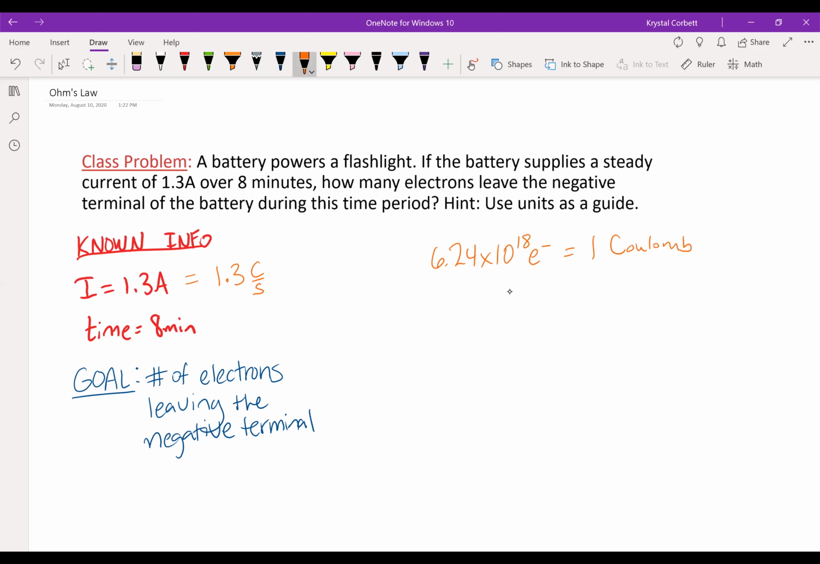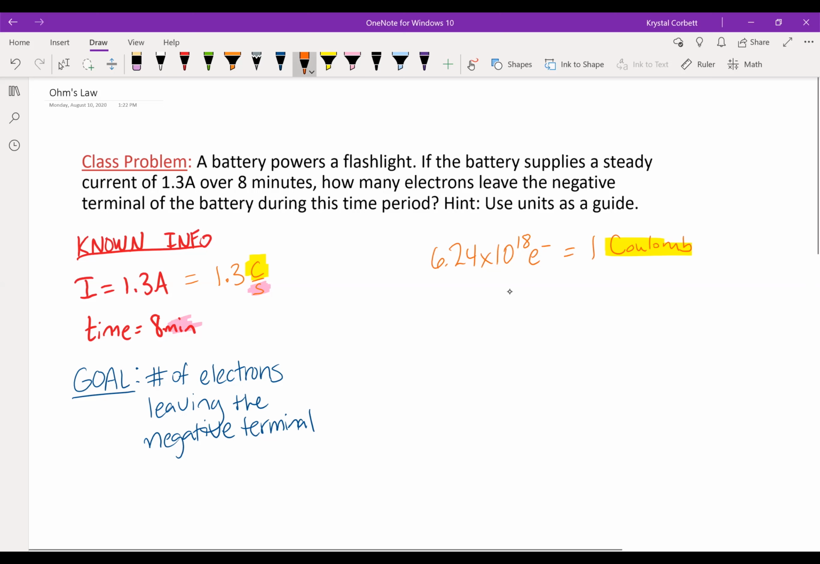So that could be useful. And if I'm looking at my units here, I can see that I have coulombs and coulombs. I can see that I have seconds, which is a unit of time, and I have minutes. Well, I know that I can write the terms of seconds because I can relate seconds and minutes together. And then what would I be left with? Electrons. So somehow in here, I can work with these units to find my goal.